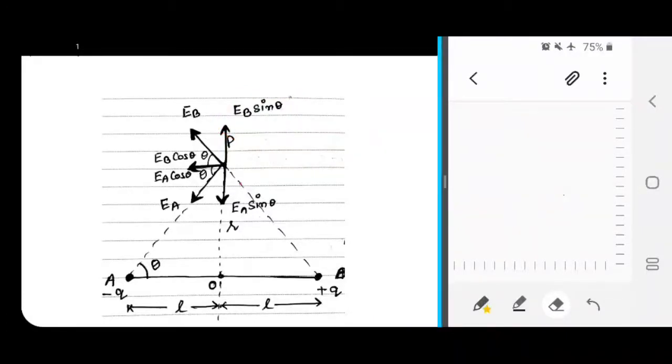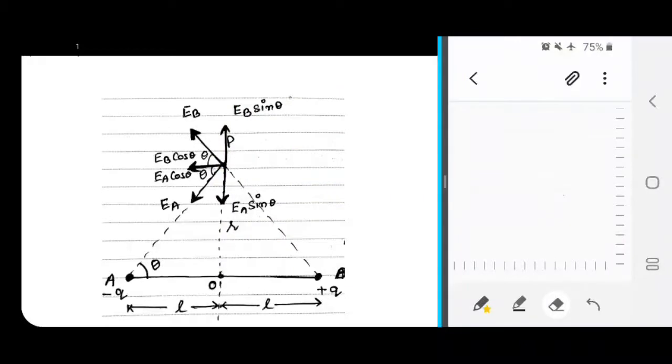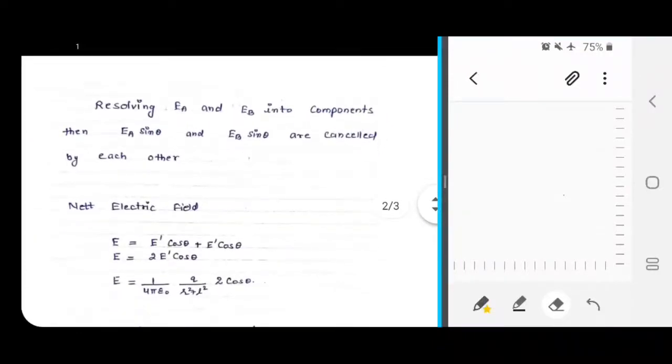So here we see that as EA and EB are the same, EA sin theta and EB sin theta are also the same, but the directions of both vectors are opposite to each other. When two vectors are equal in magnitude but opposite in direction, they cancel each other. So we have written here that EA sin theta and EB sin theta are cancelled by each other.